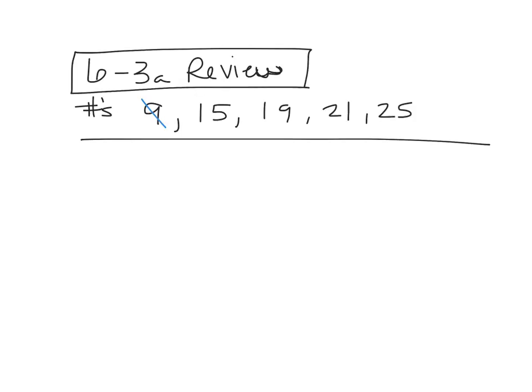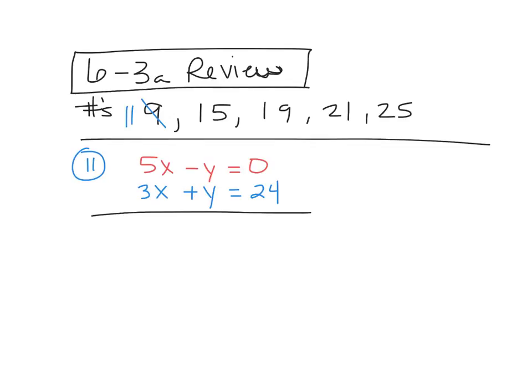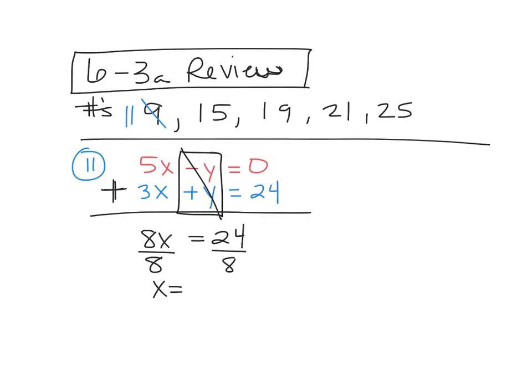Scratch that. 9 is what we did in class. We're going to do 11. Okay, so if we're going to add these two, we have a negative y and a positive y here. So those are going to cancel. So add the rest. 8x equals 24. Divide by 8. So x is 3.